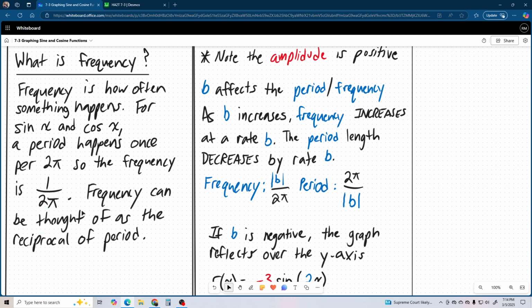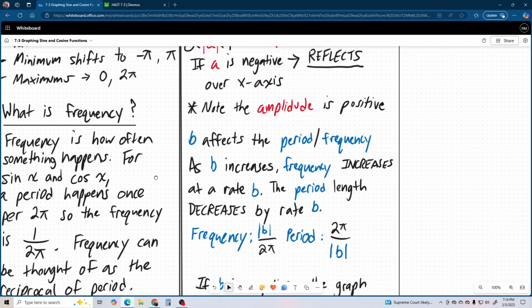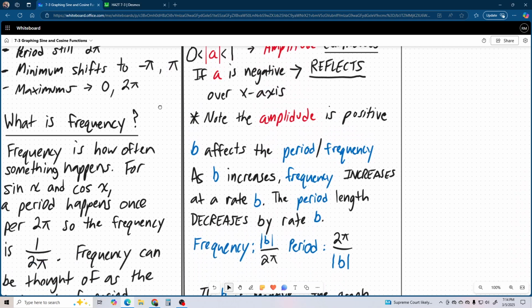The frequency can be thought of as the reciprocal of the period, which makes sense, right? Because this is the multiplicative inverse. We put the 1 over the 2 pi. So frequency is kind of the reciprocal of whatever the period is. So when we talk about frequency, we're saying how often it happens, or how often our period happens.